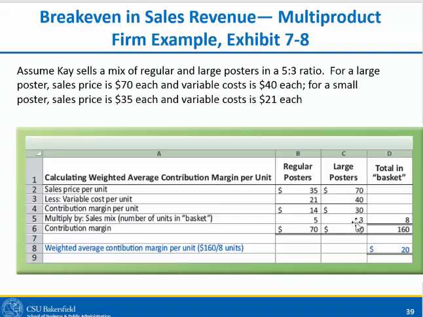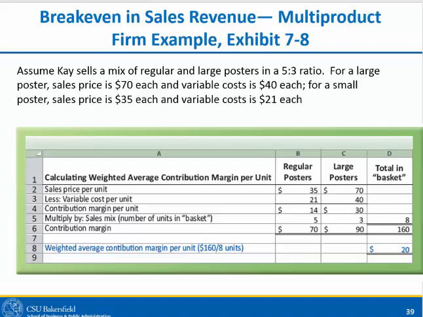So the total contribution margin in that basket is $160, and I have 8 units. So the weighted average contribution margin per unit is $160 divided by 8 units, so you end up with $20 per unit. The weighted average contribution margin per unit is actually $20. It's not per regular poster, not per large poster. It's actually per mix.